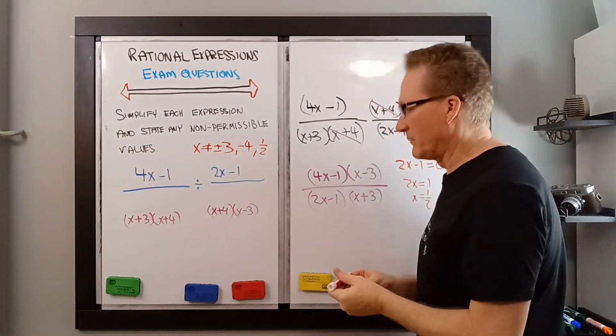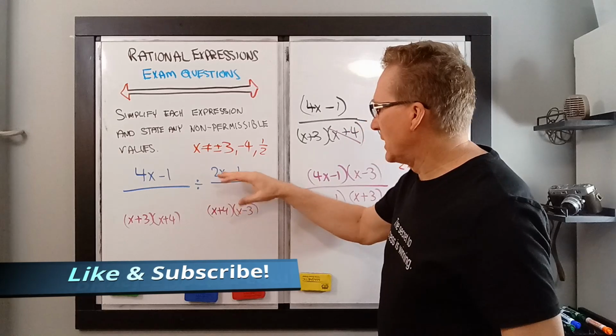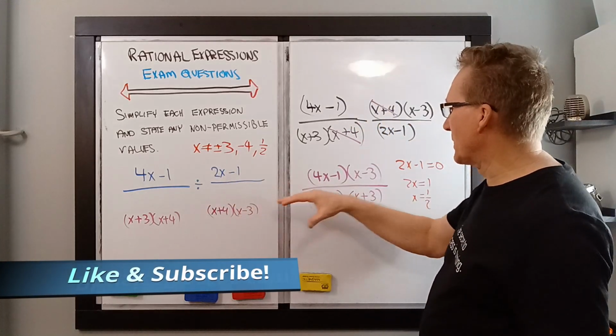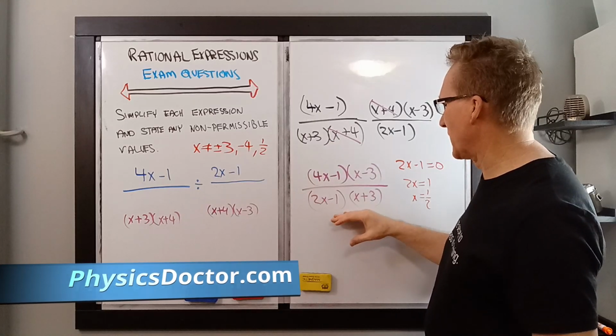4 non-permissible values. When you're finding those, always look at what's in the denominator, and also if you're doing some operation or making a pathway from here to here, check everywhere along the path as well as your final answer. I hope that helped.